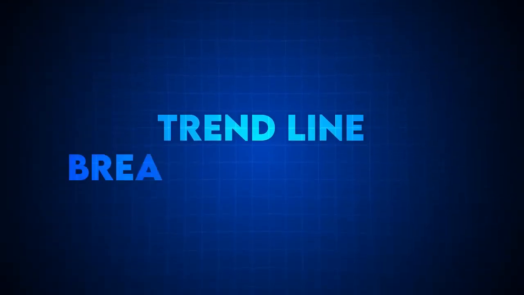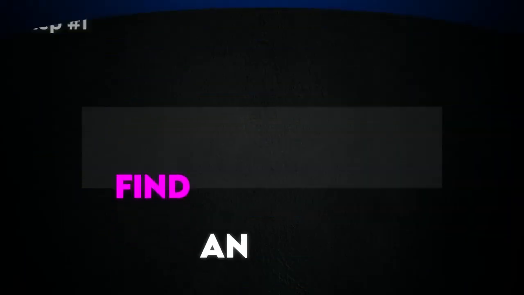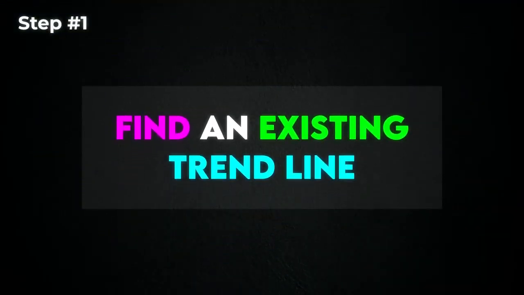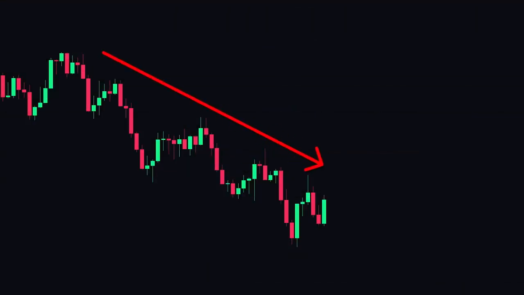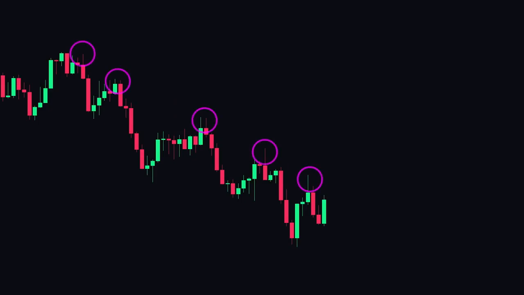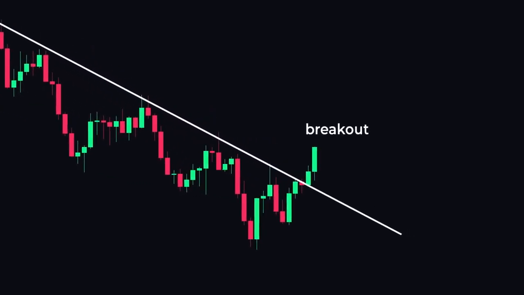So here's the trend line breakout strategy I use that's made me a lot of money. The first step of this strategy is to find an existing trend line. And in this chart, we can see that price is in a downtrend, and we have swing points right here that we can connect to draw a trend line. Next, we wait for price to break out of that trend line.